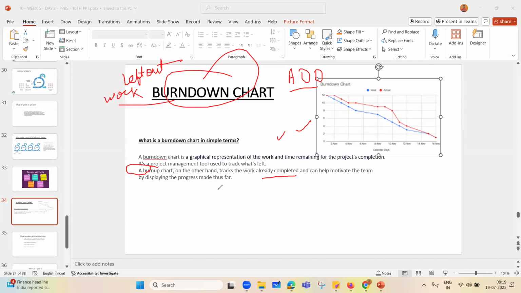Now, when we are talking about burn up chart, one thing you need to remember is when burn down charts are used and when burn up charts are used. As per my historical experience of what I have seen in the industry, burn up chart is seen at release level. At what level?